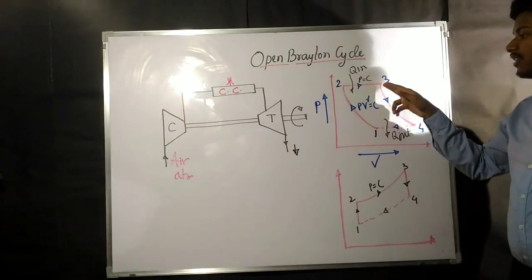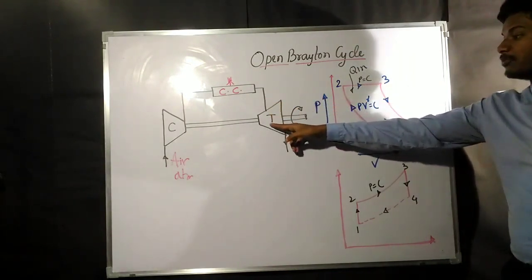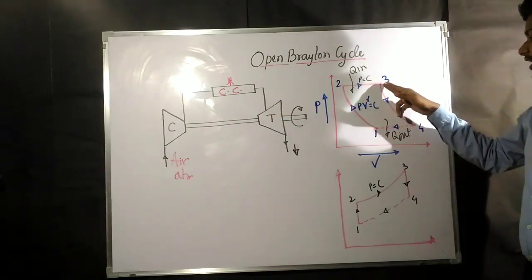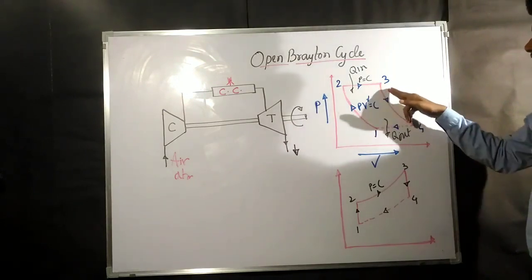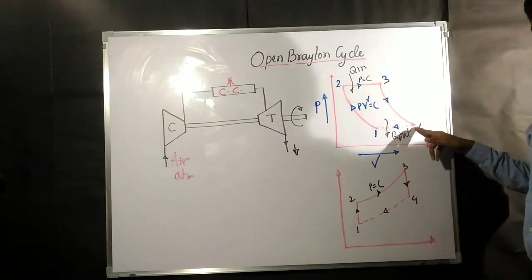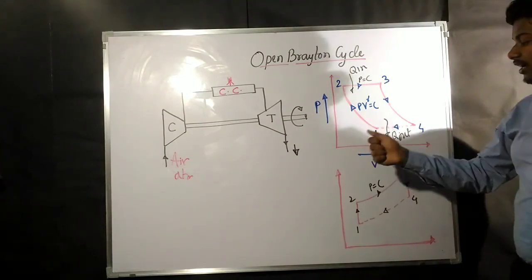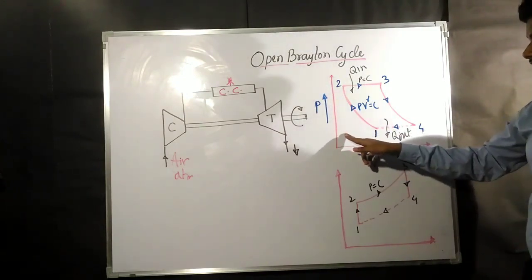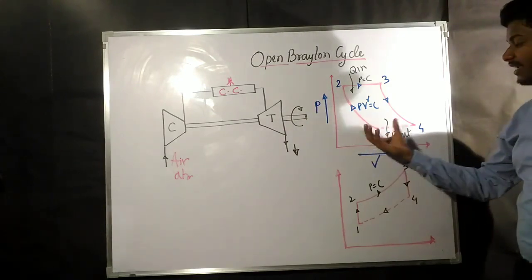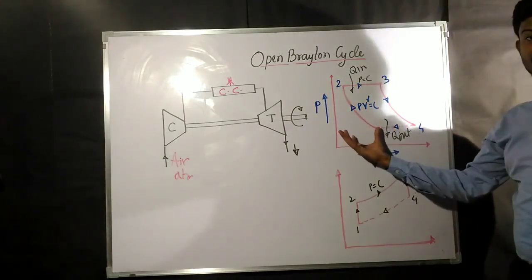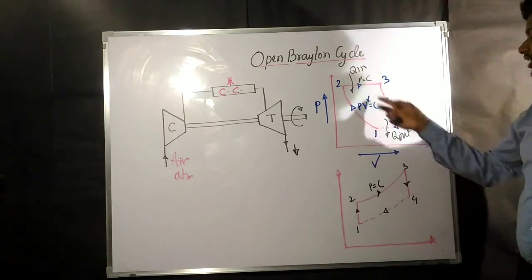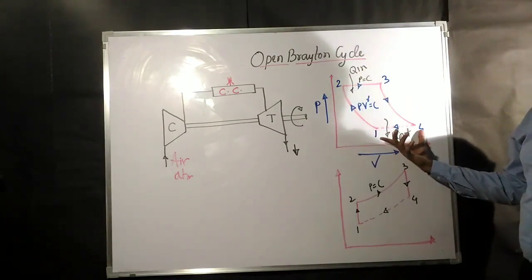After that, what is happening? It expands adiabatically in the turbine, and after expanding, the volume is going to be at point 4. Now you may get confused by the fact that you take in this much volume of air, and during the exhaust it has become this much amount of air.